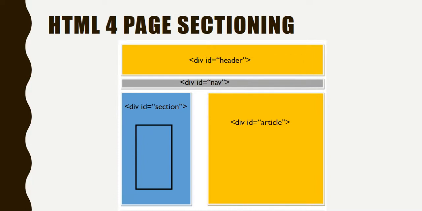Now the HTML4 page sectioning is done again in the div using the div tag with the help of an ID selector. The ID selector is named according to its purpose. Like for instance, this division is for the header, therefore your ID selector is named as header. And so with the navigation bar, the section, the article, and the footer.